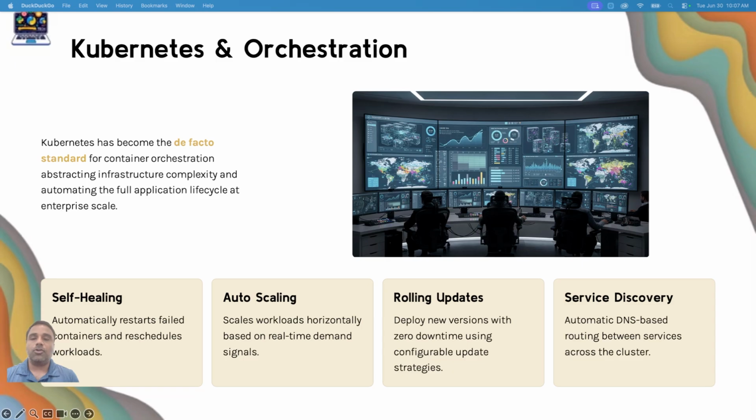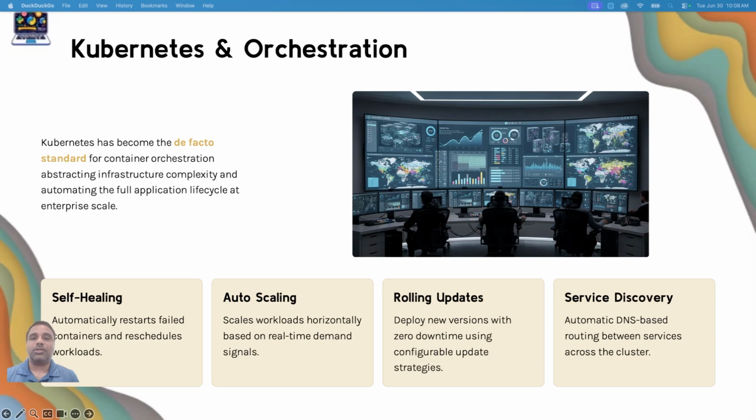So now let's look at Kubernetes and orchestration. Kubernetes has become the de facto standard for container orchestration, and for good reason. It abstracts away infrastructure complexity and automates the full application lifecycle. It has self-healing, so failed containers are automatically restarted and workloads rescheduled to healthy nodes. It has another feature called auto scaling, so workloads scale horizontally based on real-time signals. The third one is rolling updates, so you can deploy new versions with zero downtime using configurable update strategies.